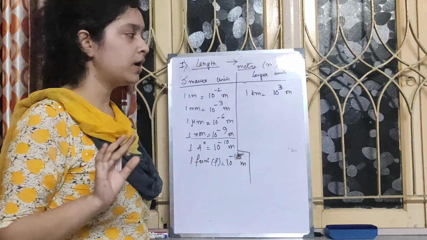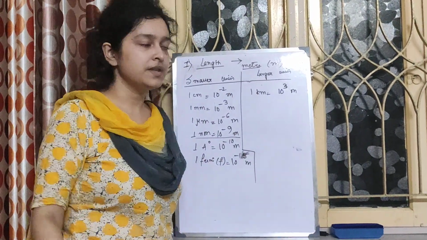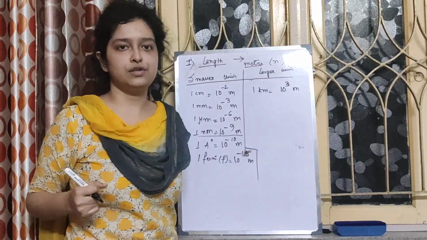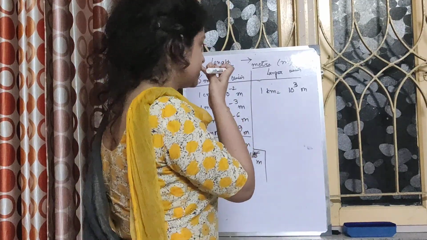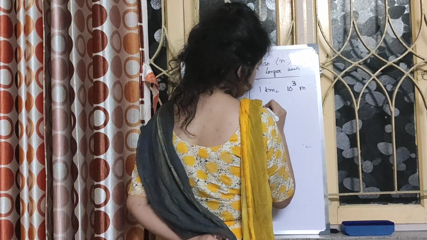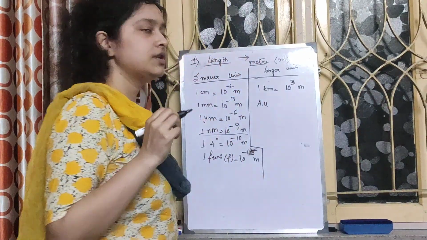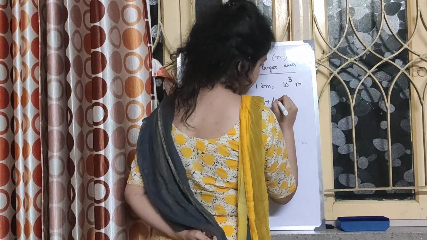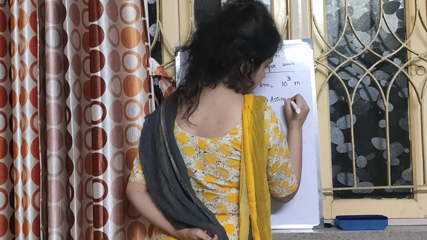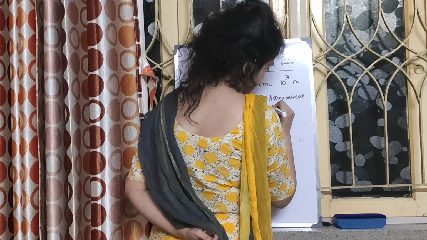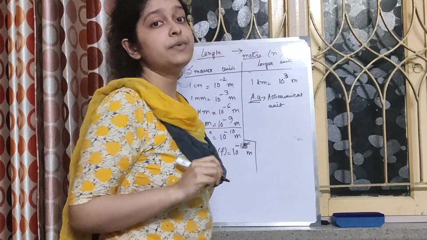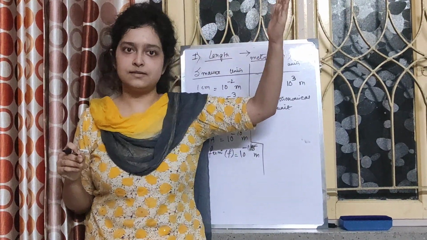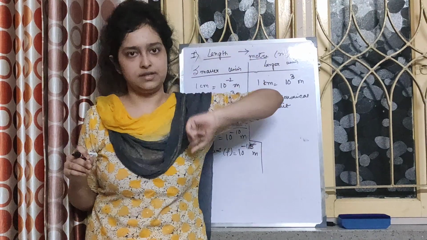This you all know, 1 kilometer equals 10 to the power 3 meter. Now let's talk about some other larger units. For example, do you have any idea about AU? What is it? Astronomical unit. That means, suppose you want to measure the distances between the planets, heavenly bodies.